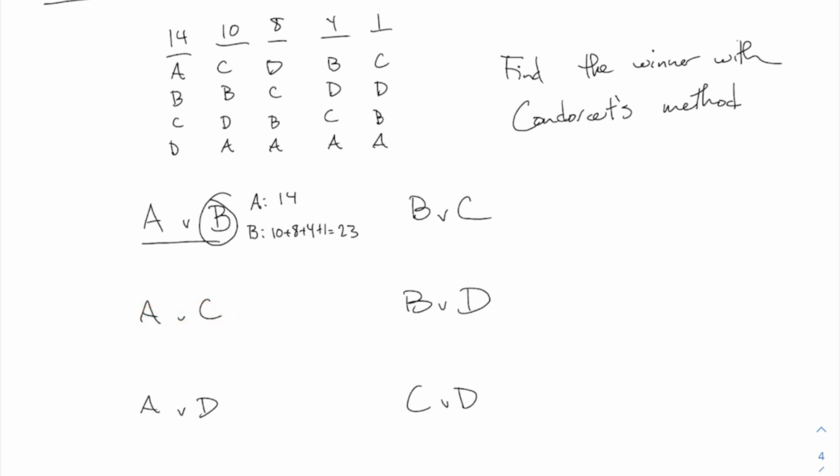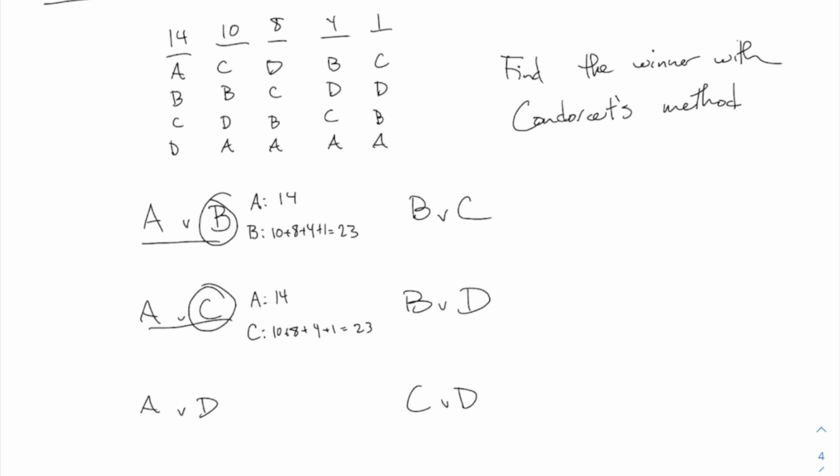A versus C. So again, I am going to keep track of how many people like A better than C and how many people like C better than A. You have to count up here. It looks like these people like A better than C. That's 14. And who else likes A better than C? Actually, nobody else, right? Everybody else likes C better than A. So this is just 14 for A on top. And C, everybody else likes C better than A. So this would be, again, all the other columns. I have to add up 10 and 8 and 4 and 1, which is 23. All right, so here C is the winner.